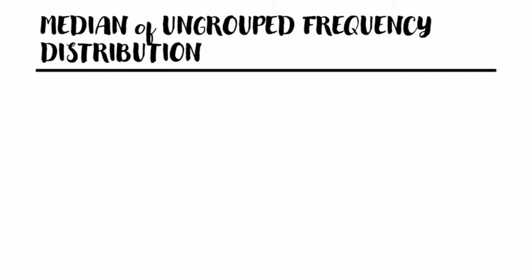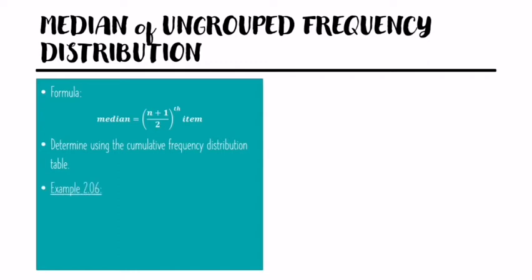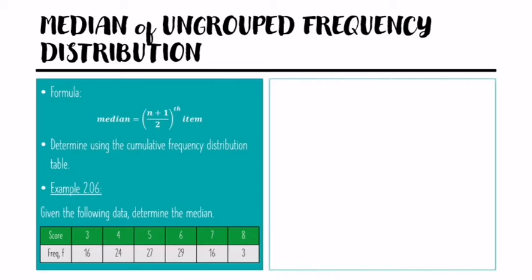Now let's see the median of an ungrouped frequency distribution. The formula is basically just like before. However, you are going to determine the class using the cumulative frequency distribution table. Example 2.06. Given the following data, determine the median. So we have data of score: 3, 4, 5, 6, 7, 8, and then the frequency for each score.